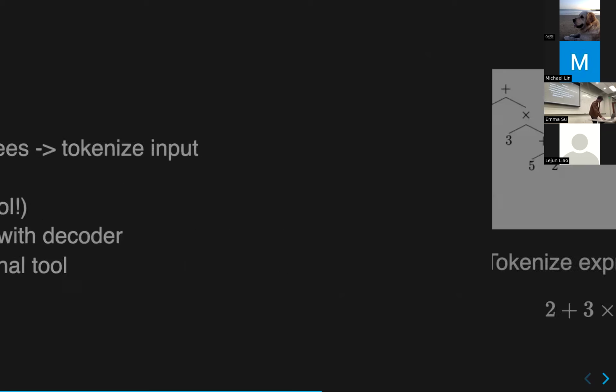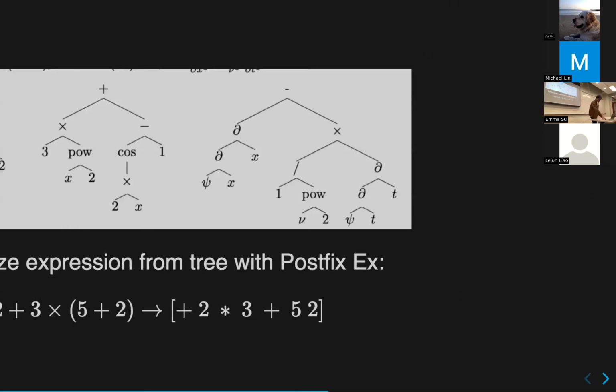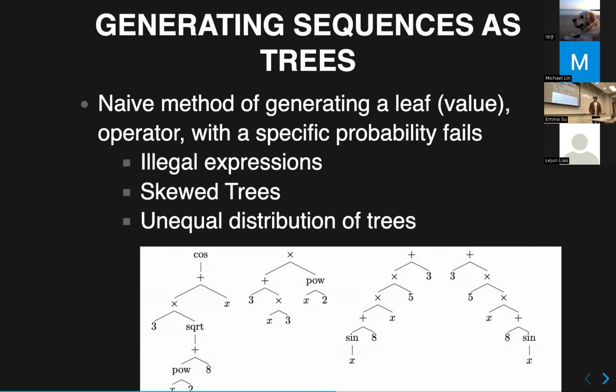I don't want to get it wrong, even though this is like a CS2 question. But yeah, we can tokenize it using postfix notation. So that's how you can feed this input as a sequence into a transformer. But the hard part is generating these sequences.